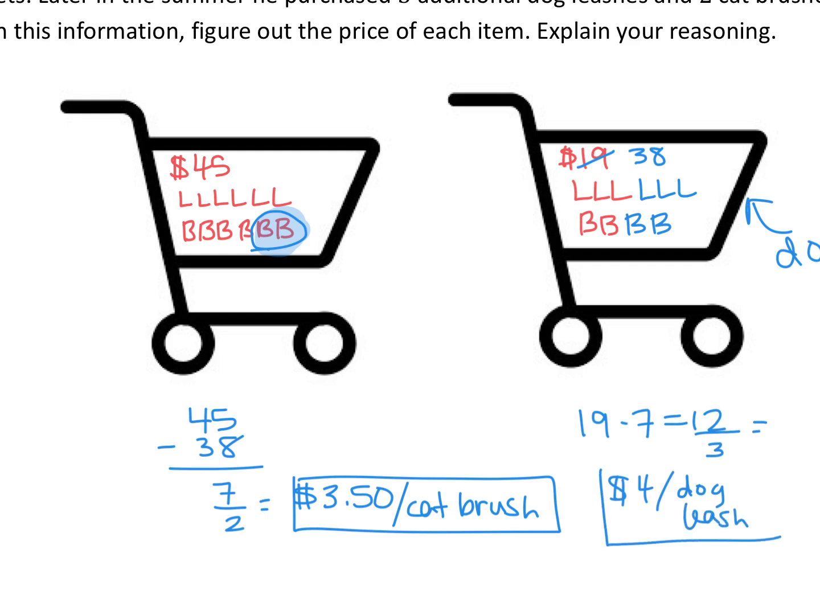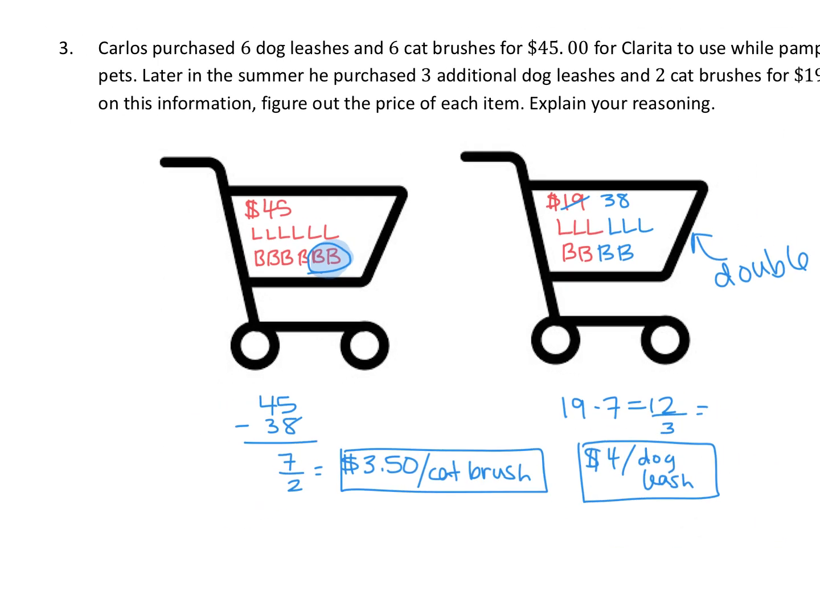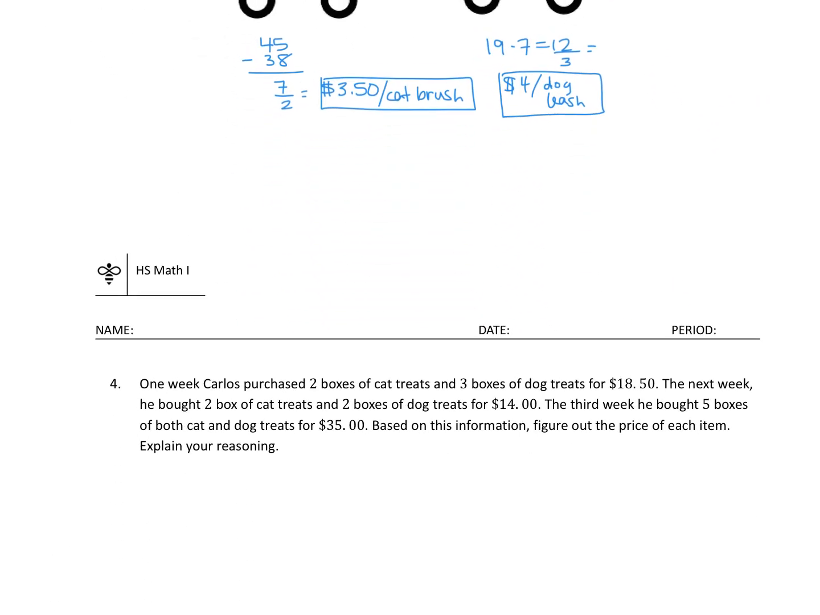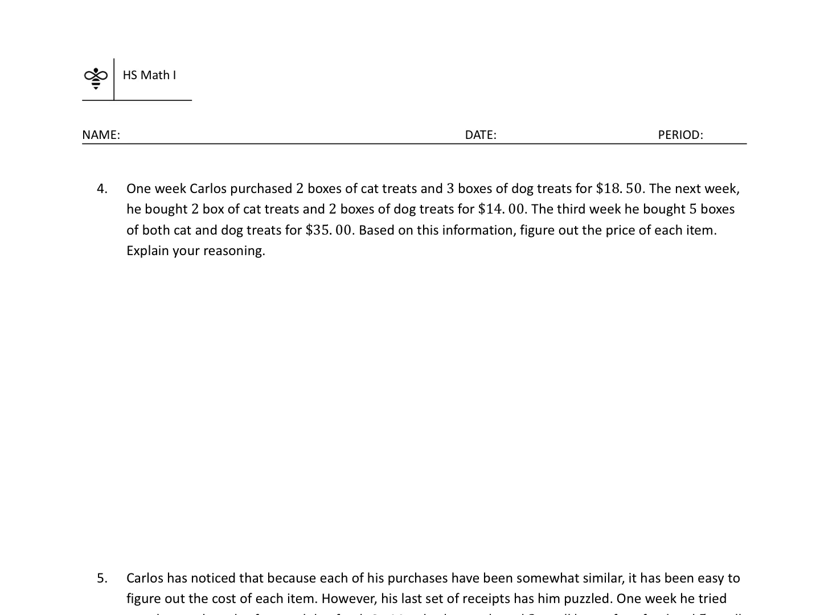Okay, so that one was not too bad. All right, let us look at another one. Okay, so in our next one, week 1 Carlos purchased 2 boxes of cat treats, 3 boxes of dog treats for $18.50. Then the next week he made another purchase, and he even made another purchase on the 3rd week.